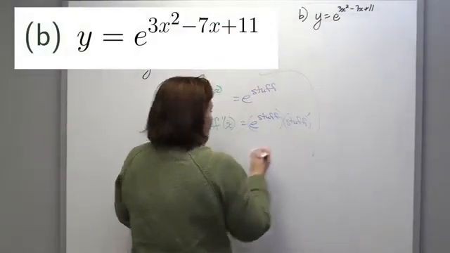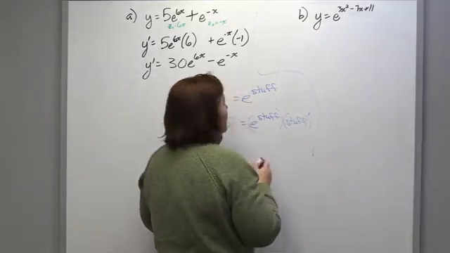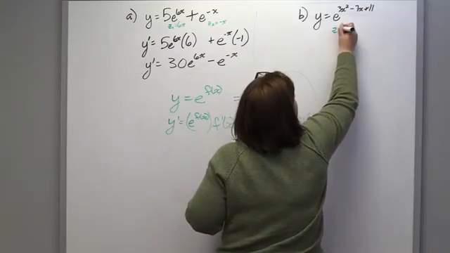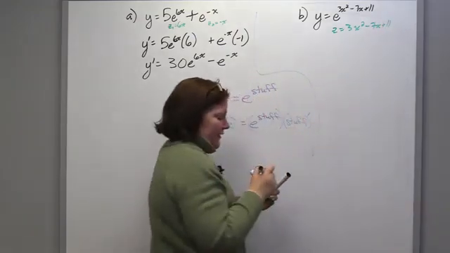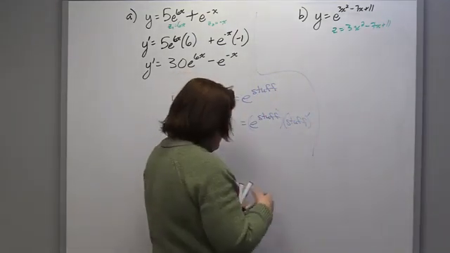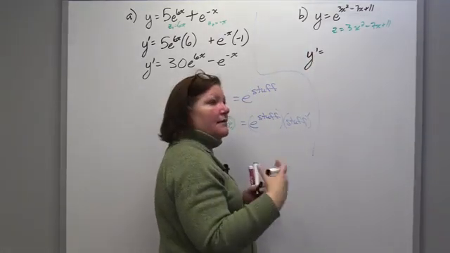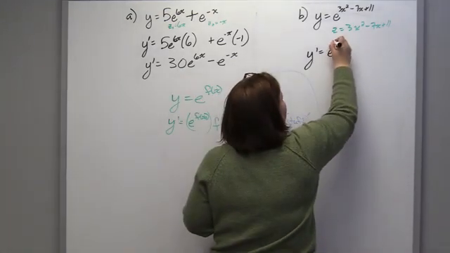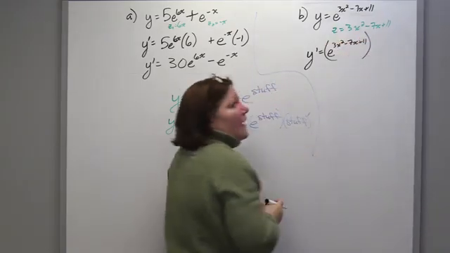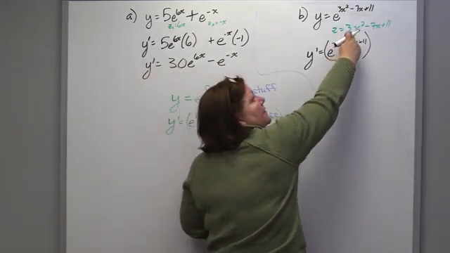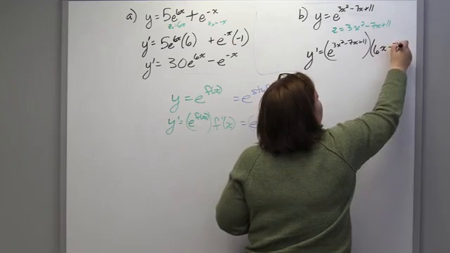For part B, in this case, we only have one piece, and for this we were looking at z is 3x squared minus 7x plus 11. The stuff is that quadratic. So our derivative would be the derivative of the outside, e to the z, which is just going to be itself again, times the derivative of the inside, the derivative of z. So we would get 6x minus 7.